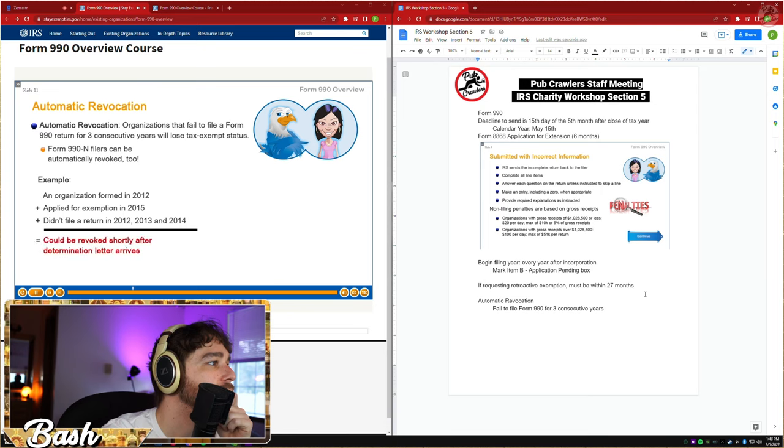And that's why it's important to start filing returns right after your organization has formed. The automatic revocation process looks all the way back to the organization's formation date to determine the 3-year non-filing period. You can find more information on auto revocation in Publication 49. When you have to file.